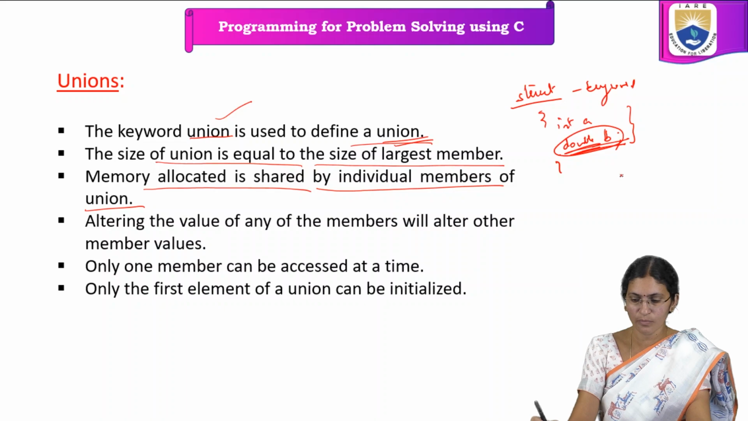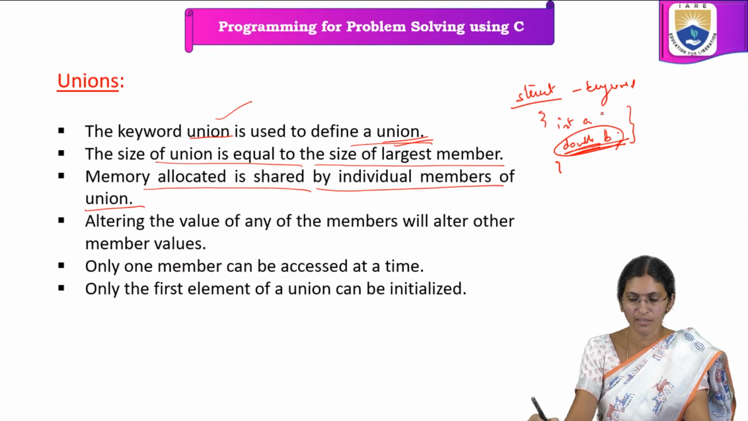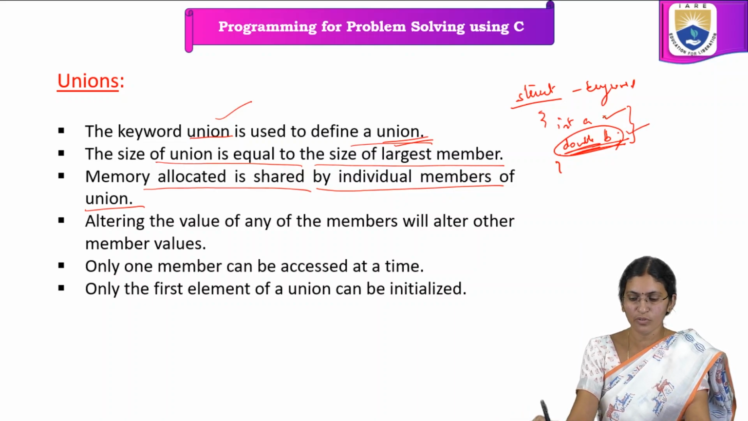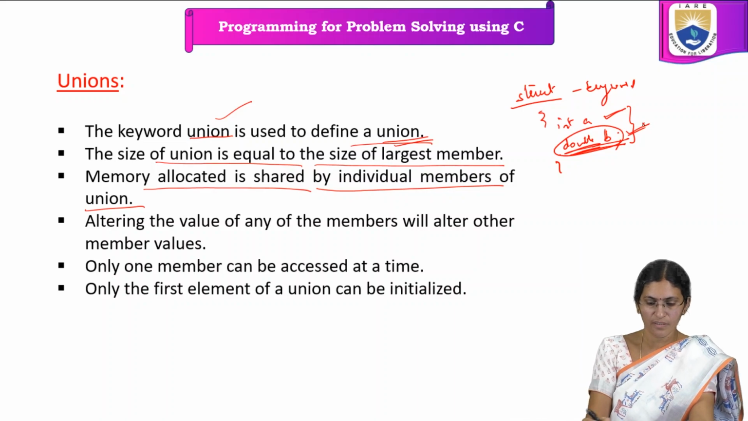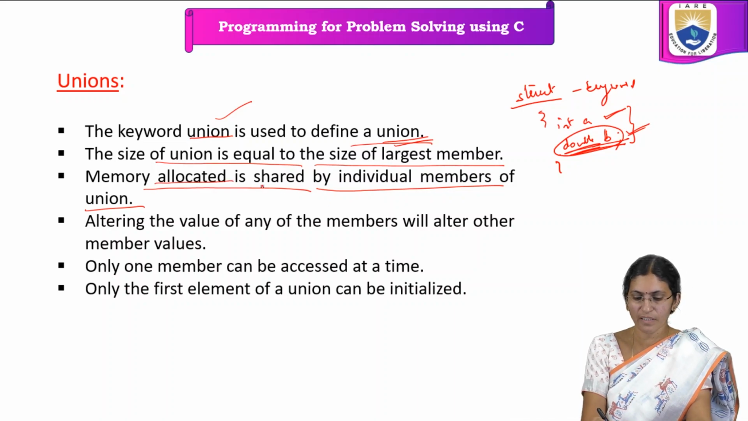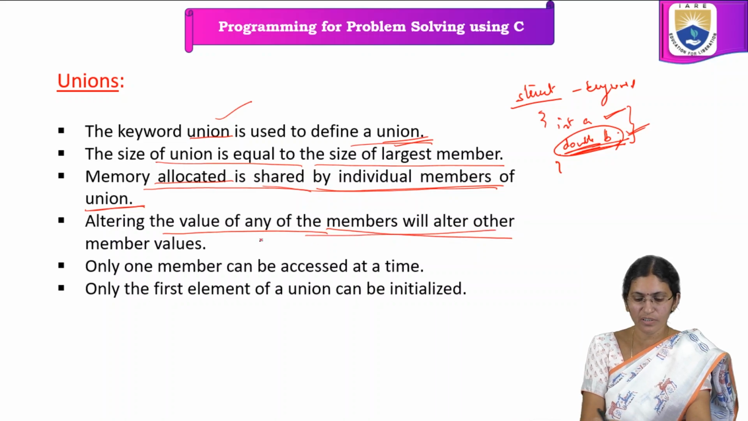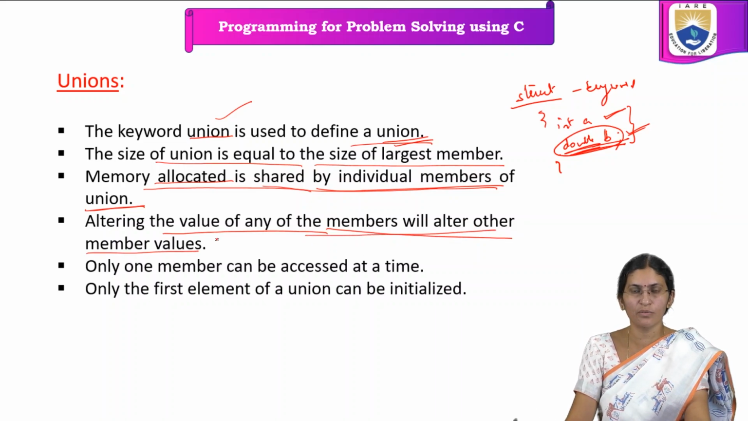We have seen the program where we are printing the address. If we print the address of these variables, we can see that both of them are sharing the same address. That is what this statement means: memory allocated is shared by individual members of the union. Then, altering the value of any member will alter the other member values also.